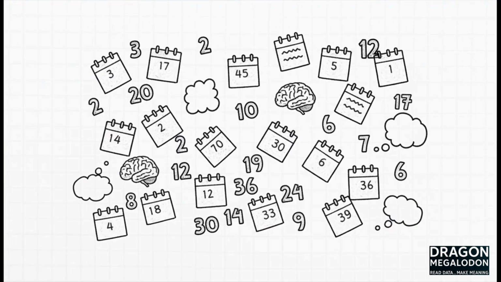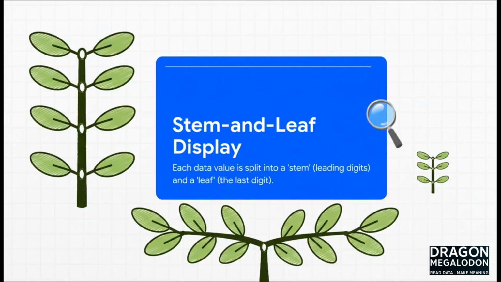To really see this thing in action, let's switch to a new set of data. This shows the number of days 42 different patients had to wait between getting a referral and their first mental health appointment. And yep, once again, it's just a list of numbers. Our job is to find the hidden pattern. The whole idea here is so simple and elegant. Every single number gets split in two.